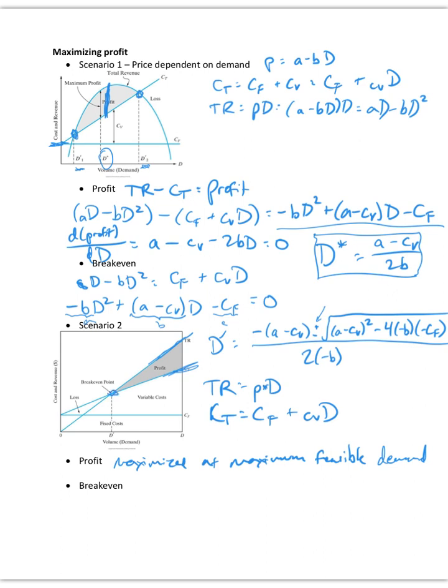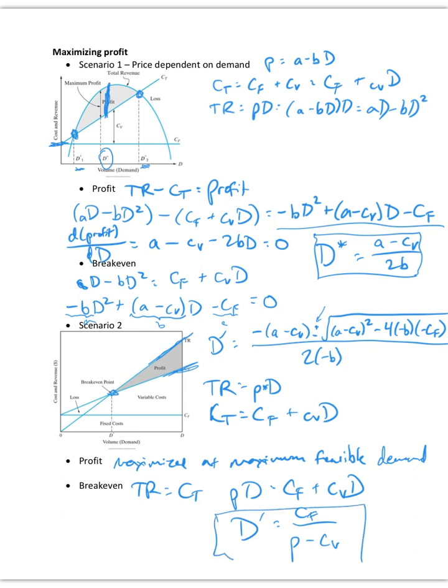It's called D prime. At the break-even point, total revenue equals total costs, or PD equals C sub F plus CVD. Right, setting my revenue and cost functions equal to one another, and I solve for D prime equals C sub F over P minus CV. Okay? So that's how we maximize profit. Let's do an example problem where we bring this together.